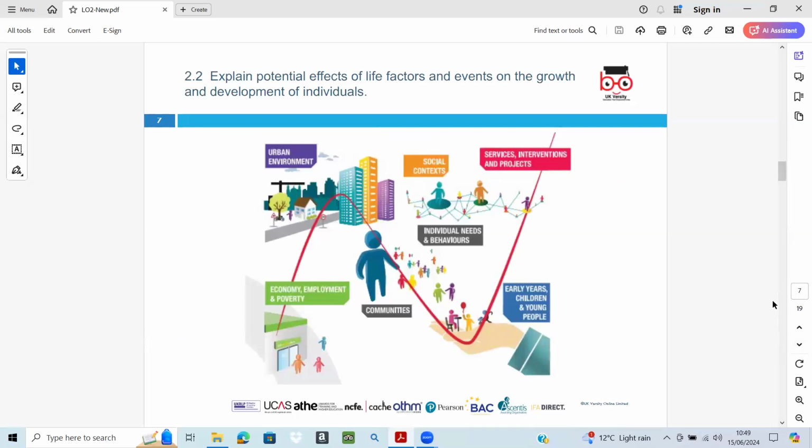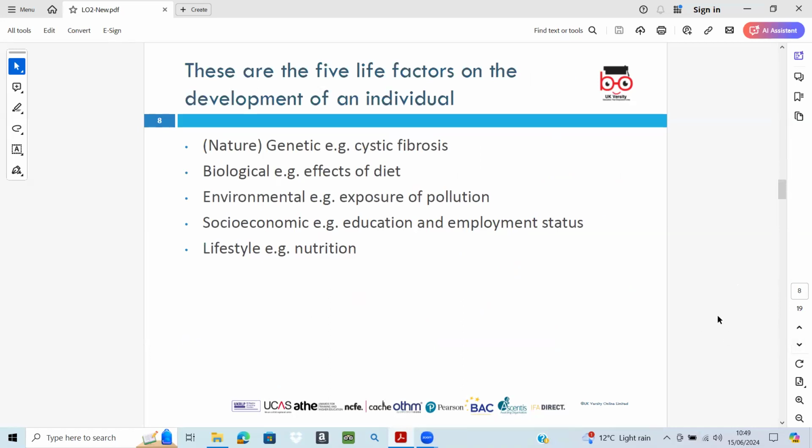Okay, here is the explanation of potential effects of life factors and events on the growth and development of an individual. So here we have an image or a diagram. I'll move to the next slide. These are the five life factors on the development of an individual. Right, so here we are discussing some of the life factors.